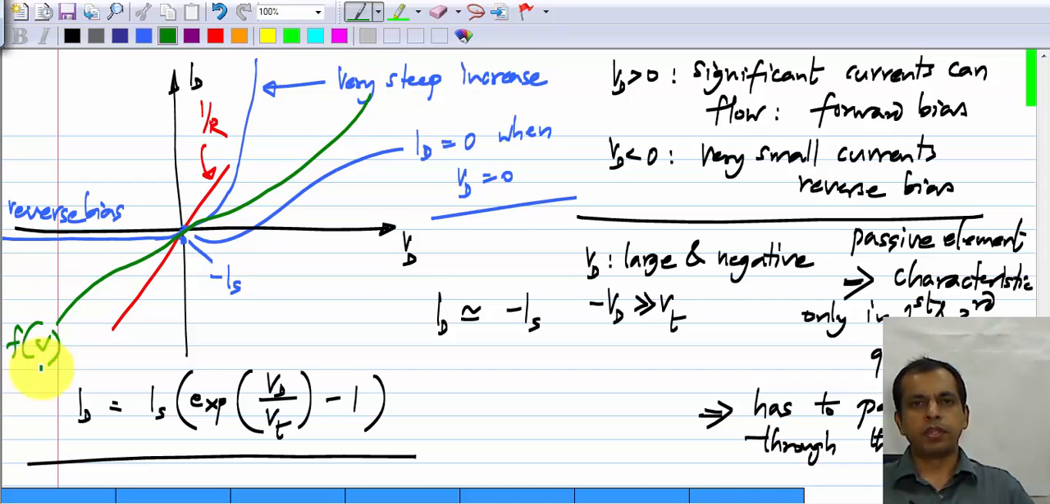So this is just an introduction to a two-terminal nonlinear element, and we have seen the characteristic. We can describe it with an expression or we can draw a graph.